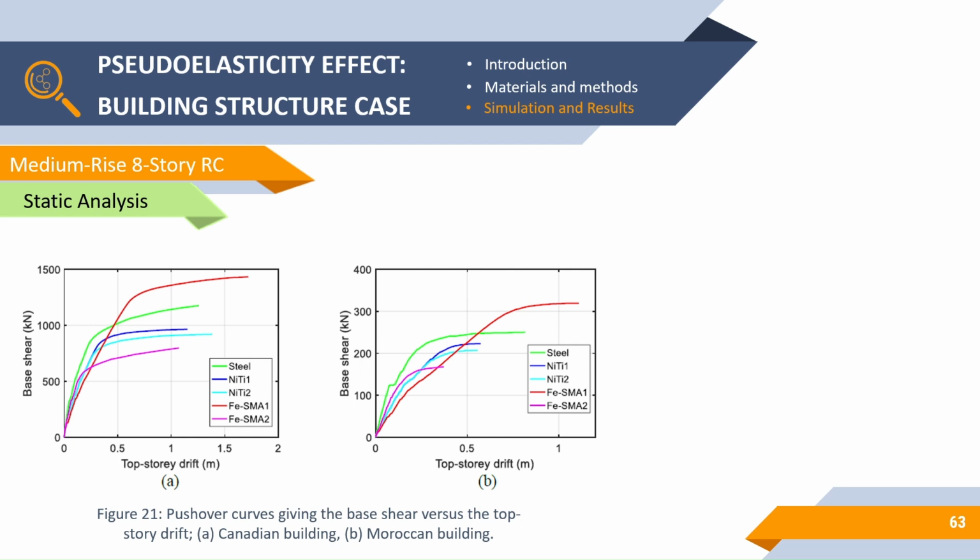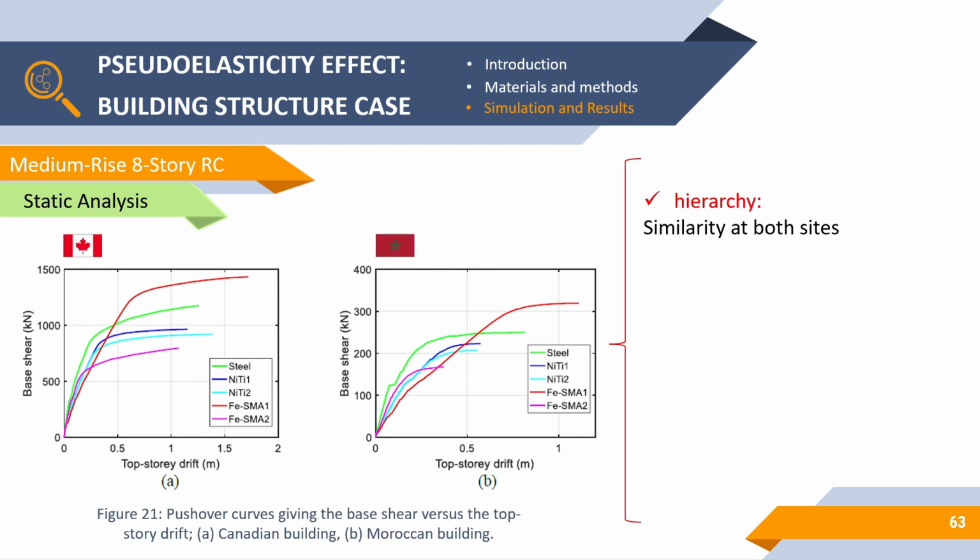Moving to the second case study of the 8-story building for static analysis, Figure 21 presents the pushover curves for the Canadian and the Moroccan buildings. In terms of hierarchy, at both sites, Morocco and Canada, the 5 curves show similarity, following the same order. In terms of strength, ferrous-based shape memory alloy is the strongest, followed by steel, nickel titanium 1, nickel titanium 2, and finally ferrous-based shape memory alloy 2.